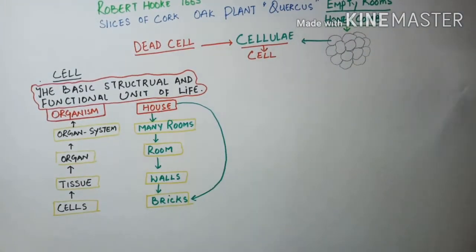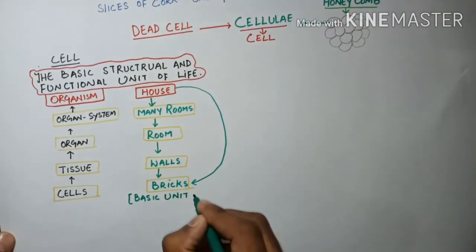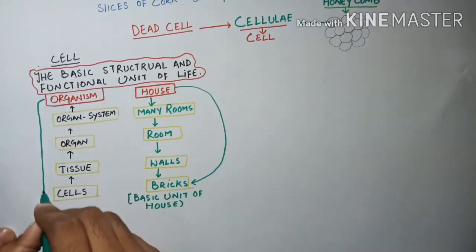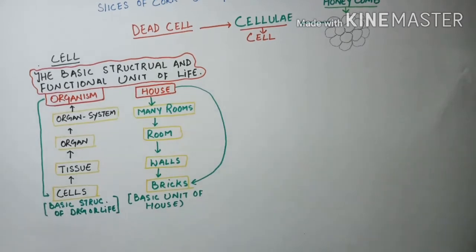So the house is actually made up of bricks, and the bricks are the basic unit of the house. In the same way, organisms are actually made up of cells. That's why we say that the cell is the structural unit of life or of an organism.